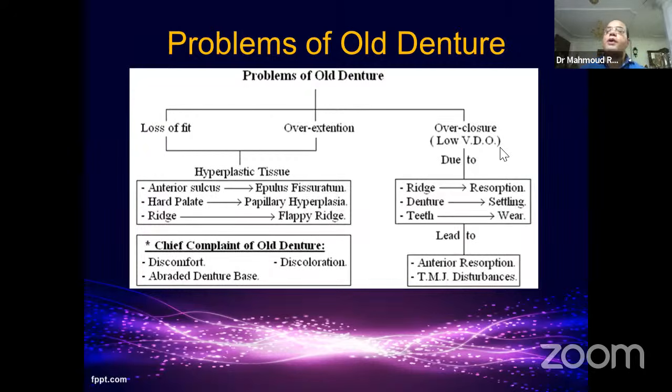The overclosure problem, low vertical dimension. As we said before, if you make a high vertical dimension in your prosthesis, the patient will come faster. During the first week or the second week, it will complain. But if you make a low vertical dimension of occlusion, the patient will complain, but after a long period of time.